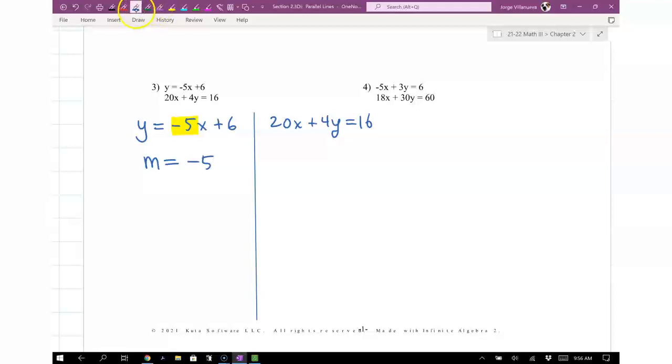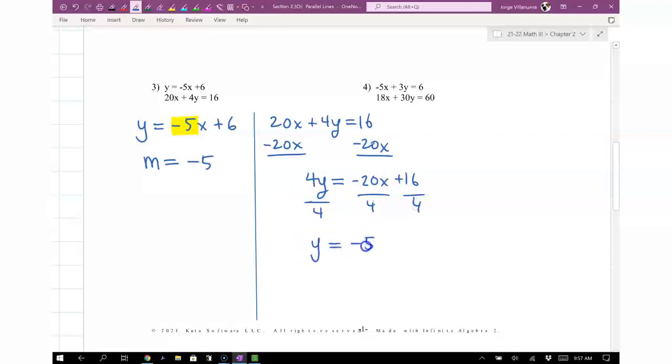So let's start solving for y. In order to solve for y, I'll go over the first step here. We're going to subtract 20x on both sides. All right, so 20x minus 20x goes away. I get 4y equal to, now remember, we want to write the variable in the middle, so we're going to put negative 20x plus 16. What's my last step here to get y by itself? All right, divide by 4, thank you. So I get y equal to negative 5x plus 4.